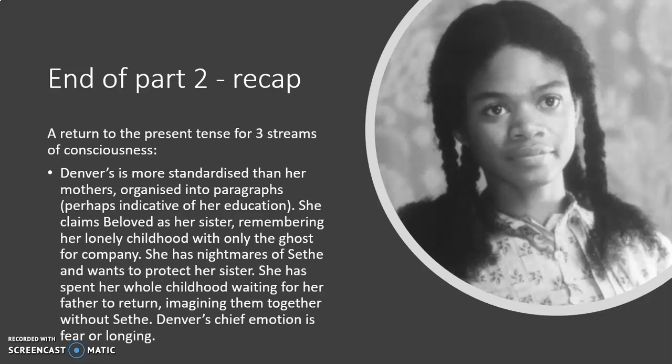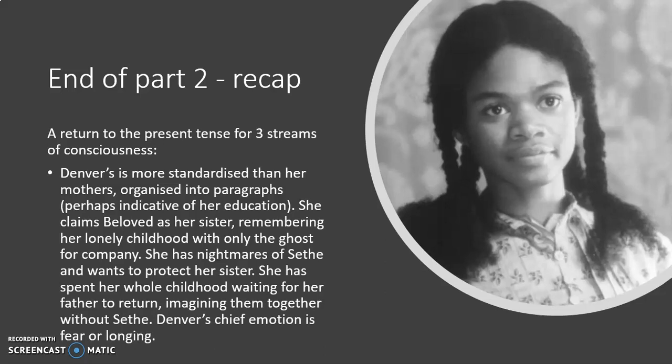And then the second monologue we get is Denver's. And hers is much more standardised than her mother's. Oh, we're missing an apostrophe there, how annoying. It's organised into paragraphs, and maybe that's indicative of the fact that she has been more educated than her mother. As we know, she went to Lady Jones and she was taught things and she was really good at school. So she claims Beloved as her sister. So there's almost this kind of fight going on between the 2 monologues about who Beloved most belongs to and who's going to claim ownership of her.